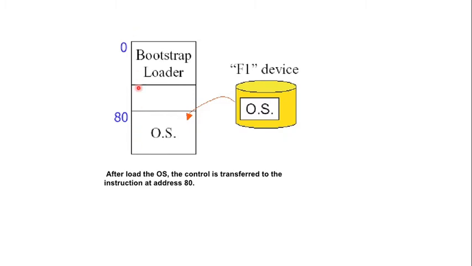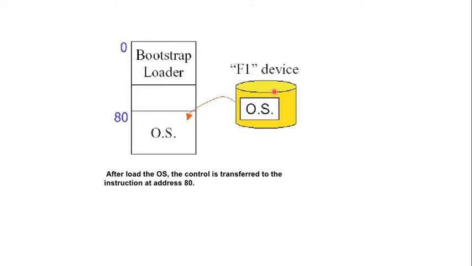This is the main memory. In the main memory, what will be occupied from the address 0? It is nothing else than the Bootstrap loader. The Bootstrap loader itself will occupy from the address 0, and then from the address 80 onwards it will start loading the operating system. From where will it fetch? From the hard disk device, where the input port is F1.